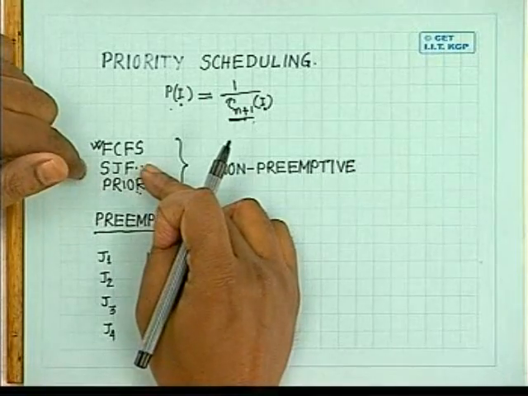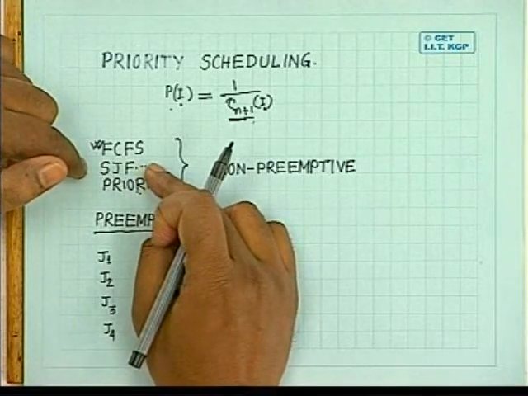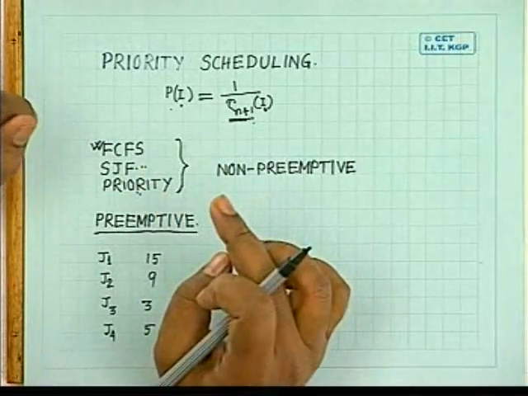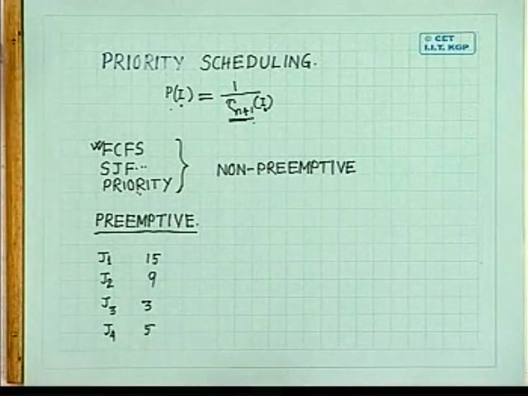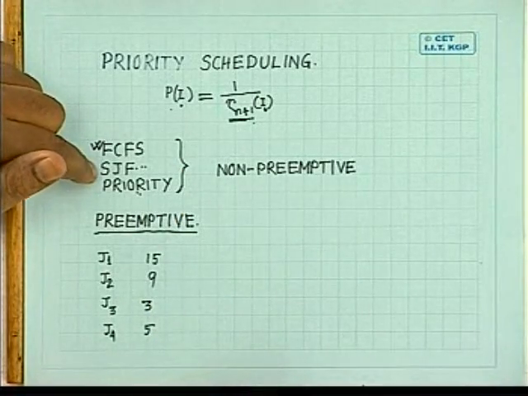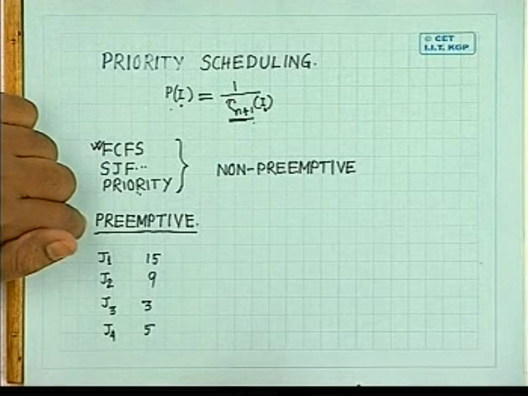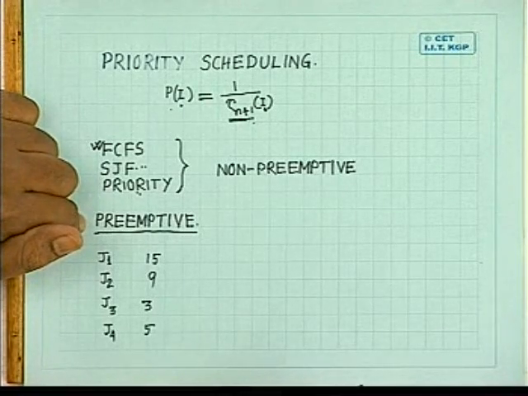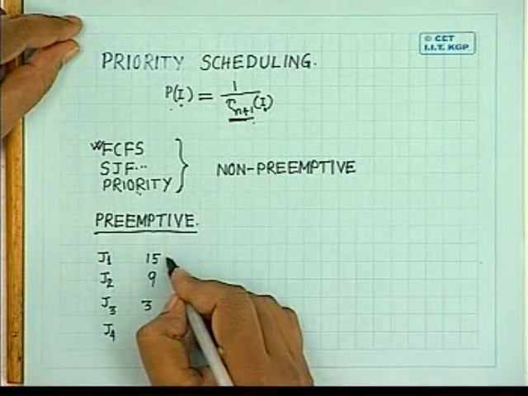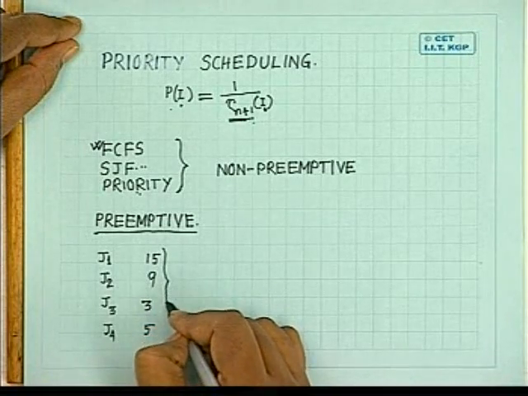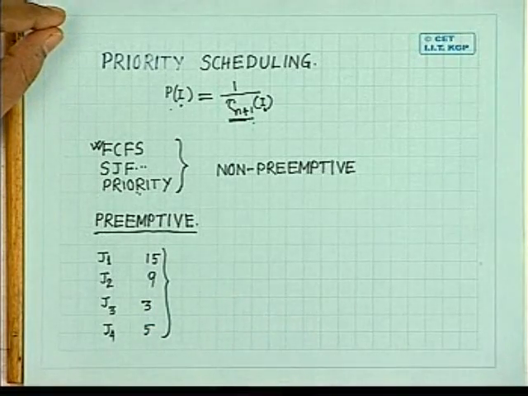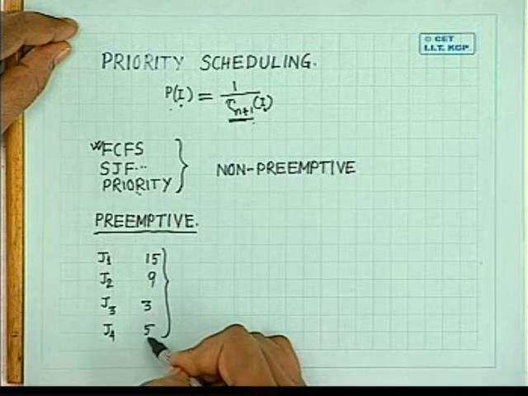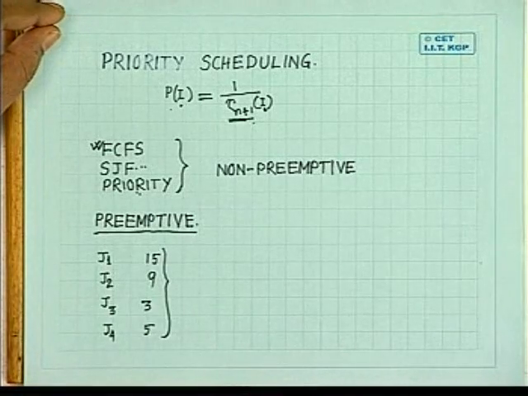Now suppose we are going for this shortest job first kind of CPU scheduling. Now let us see how this will work. And we want to modify this CPU scheduling to make it a preemptive CPU scheduling. Now initially I have these jobs in the ready queue with these CPU burst times.